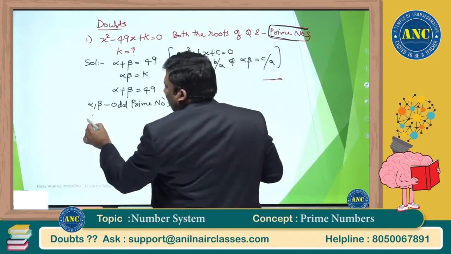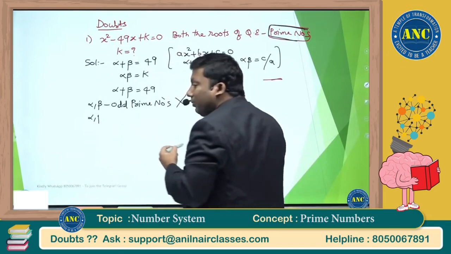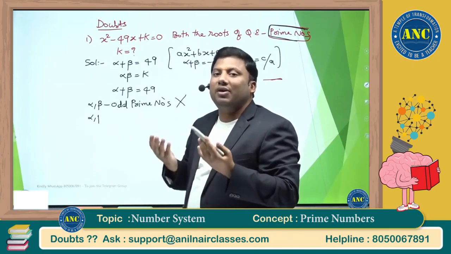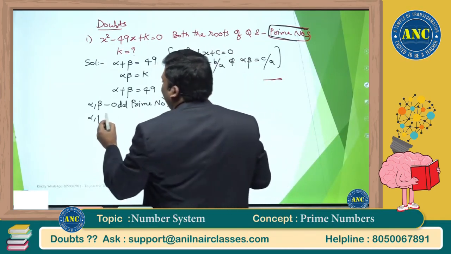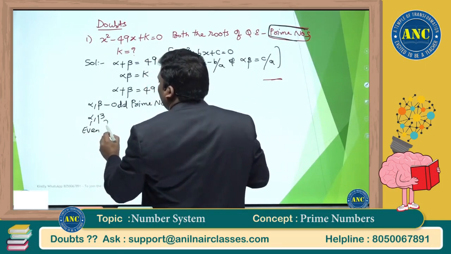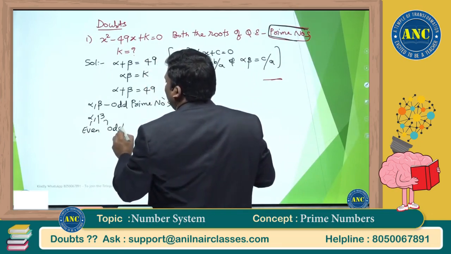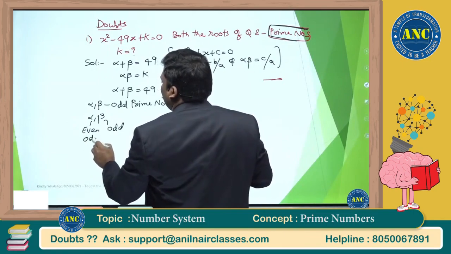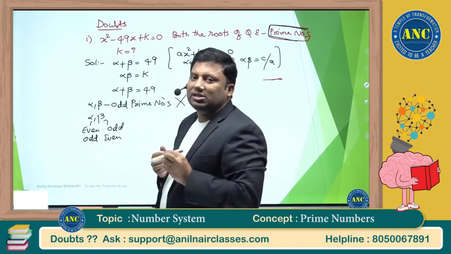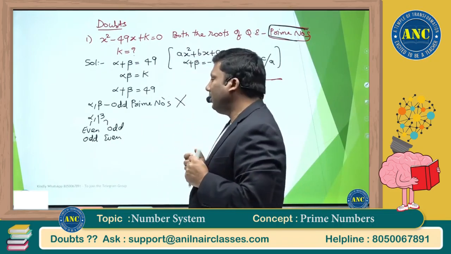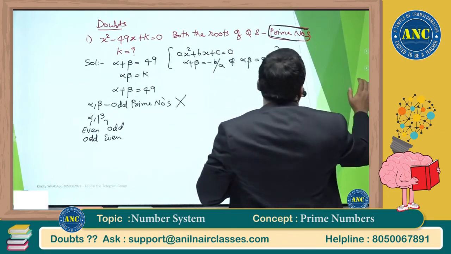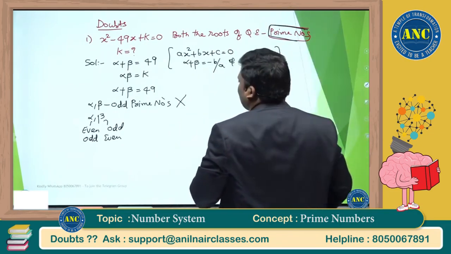That means alpha and beta cannot both be odd primes. In the prime number set, the only even number is 2. So for alpha and beta, if one is even, another will be odd. If one is odd, another will be even. Even plus odd is an odd number, odd plus even is an odd number, and 49 is an odd number. One has to be even and another has to be odd.